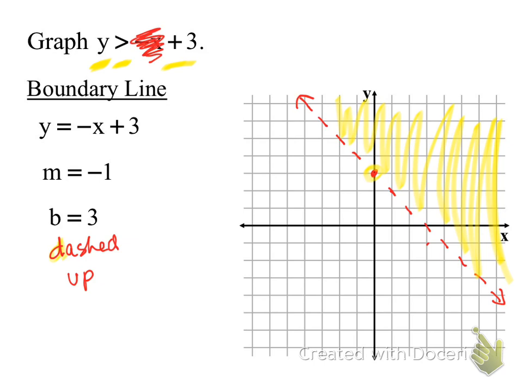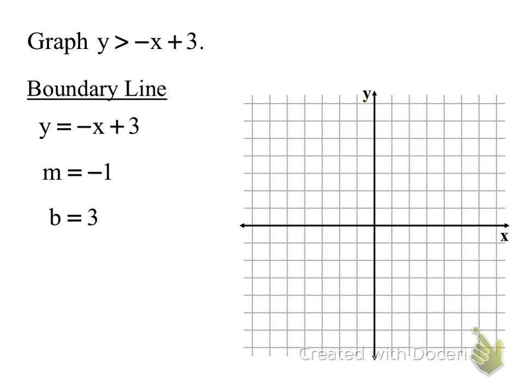Okay, questions? So is everybody clear on what needs to be identified here? Yeah. I want you identifying the M, the B, list if it's dashed or solid, up or down.